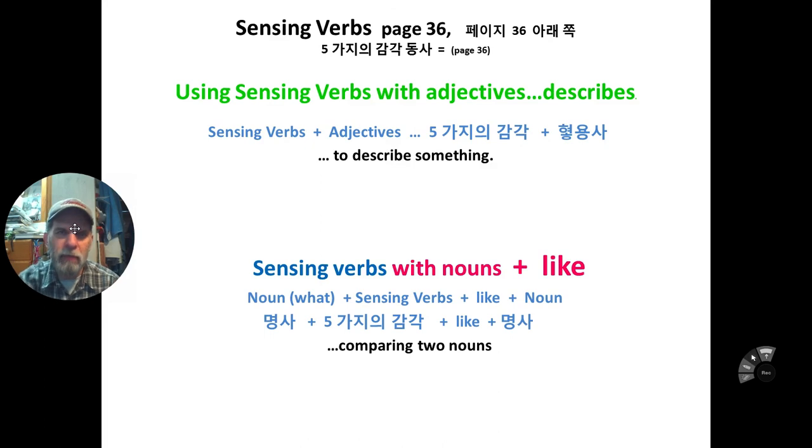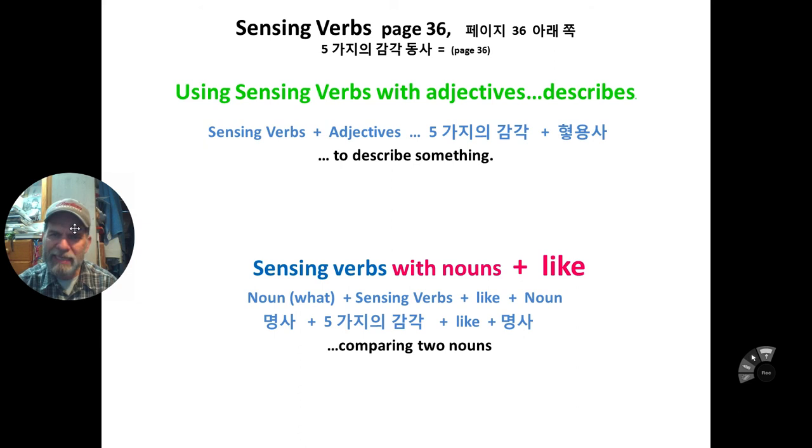I don't remember how much we got for this. In the green, look at the green. Using sensing verbs with adjectives. It describes. Okay, describes. Adjectives describe something.